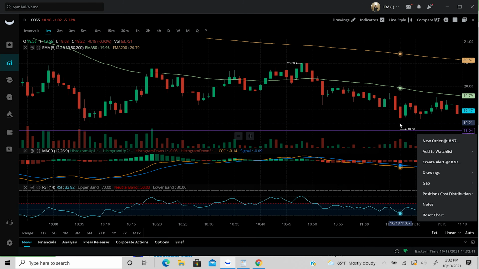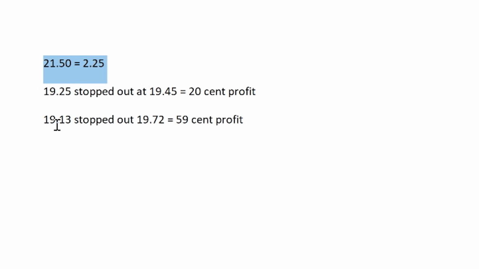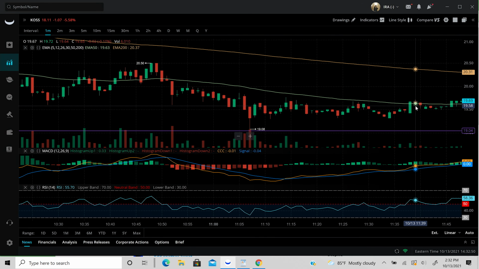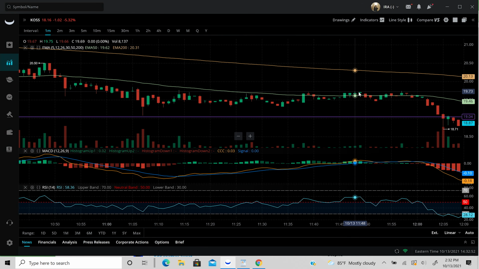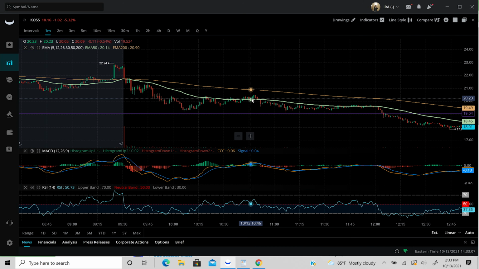I entered this trade, I believe, at 1913. If we go ahead and look at my log here, I entered at 1913 and ended up getting stopped out at 1972, and that is at or about this area here. Again, right along the 50 EMA. So the equity was playing previous support resistance as support and then was using the 50 EMA as resistance.